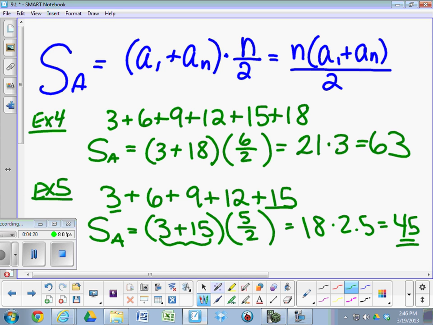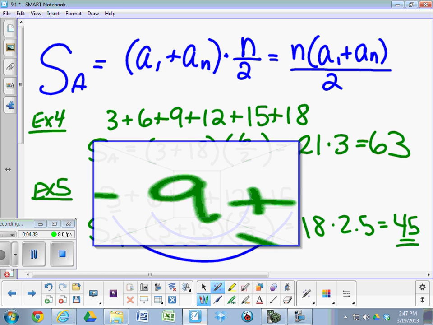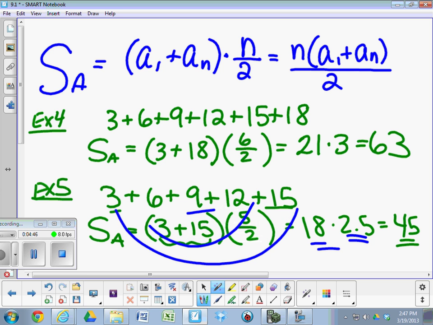We're good. Is the answer 45? Let's try it. Let's do the bookend method. Let's add 15 and 3. 18. Is 9 significant relative to 18? It's half of it. So when I say, how many 18s do you see? I see 1, 2 and a half. 2 and a half 18s. Okay? So it works whether it's even or odd. As long as it's arithmetic, this formula will work.